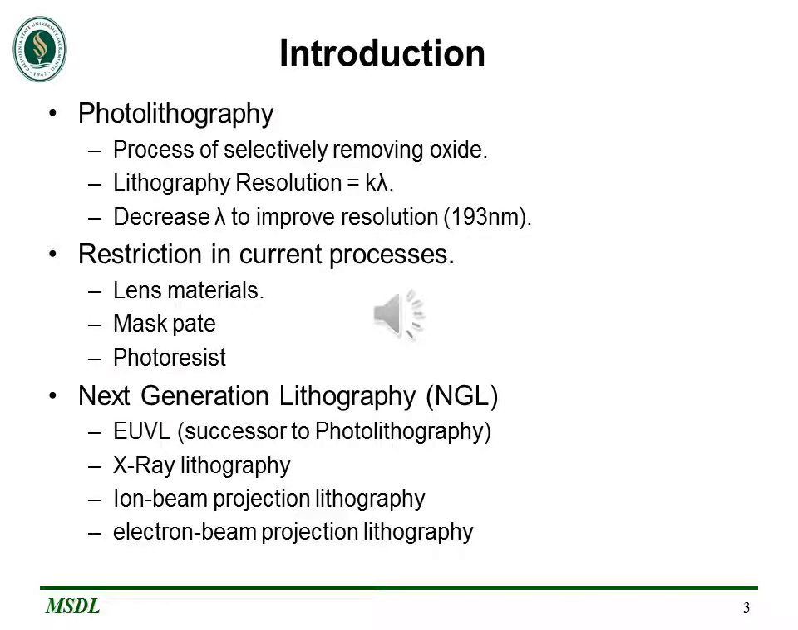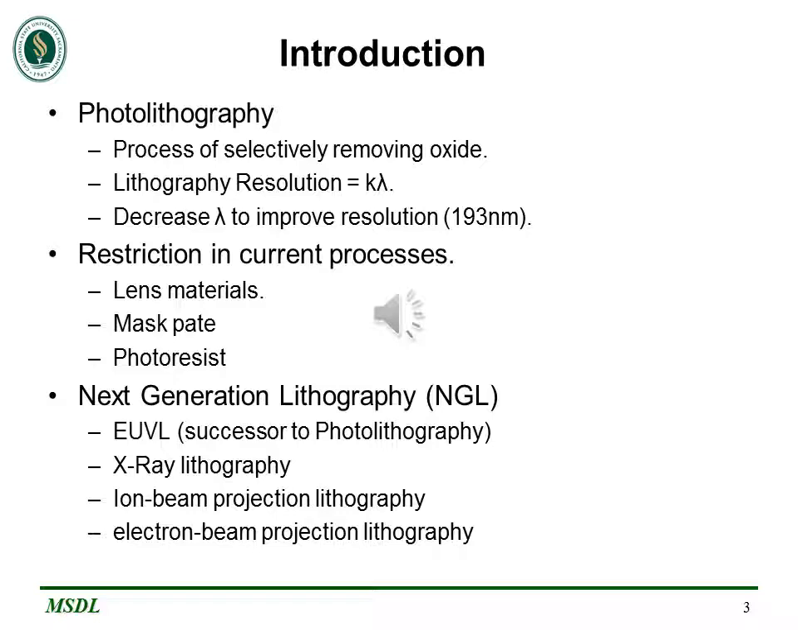Lithography is the process of selectively removing oxide from the substrate to implant the doping ion. Removing the oxide through light sources like ultraviolet or optical sources is known as photolithography. And the lithographic resolution can be given by k times the wavelength, and the resolution improves as we decrease lambda, as most of us should have learned already.